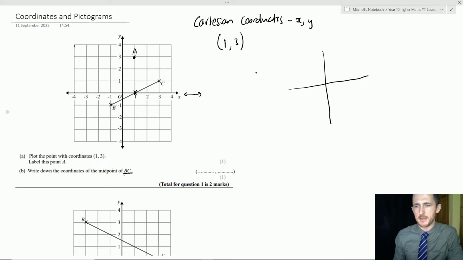So the answer to part B: how far along is it? Well, it's 1 across. Now how far up or down is it? Well, it's 0 up or down, because if you look, it's along this origin line here. It's along the axis.